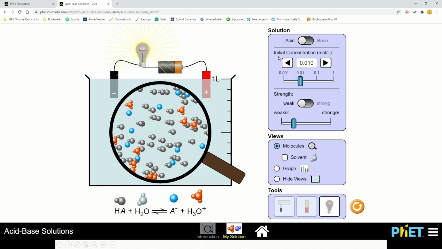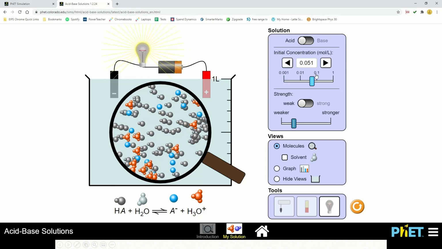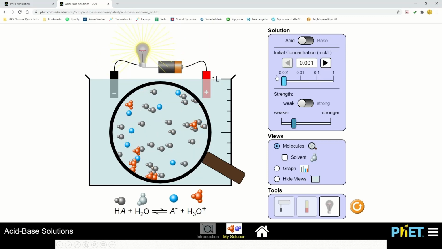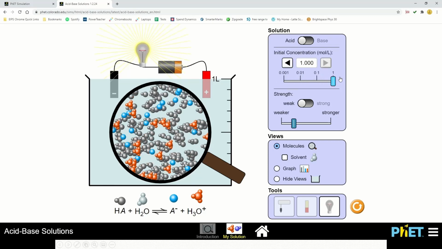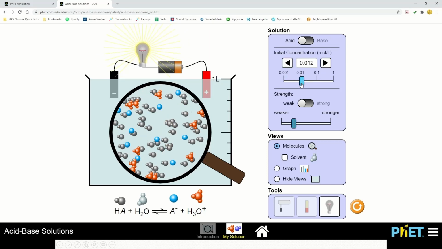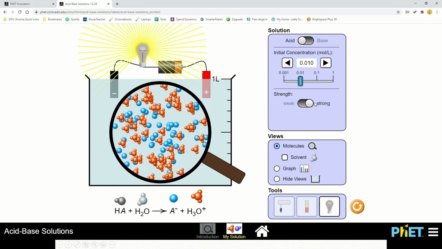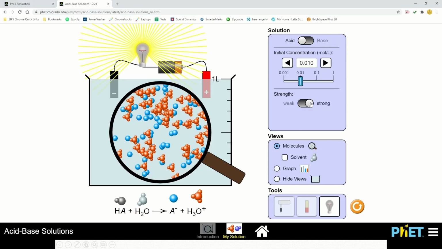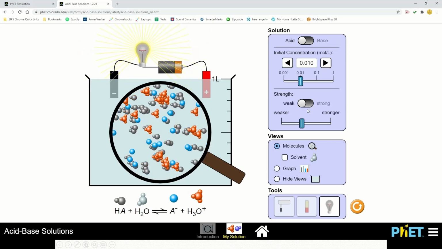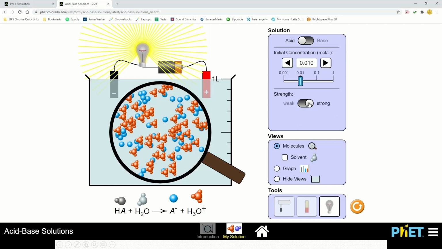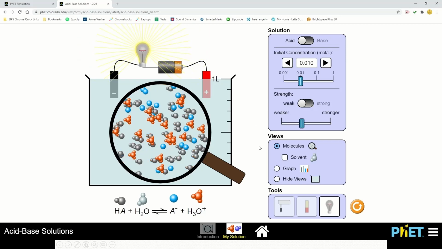So I can change the concentration of my acid, and I can make my light bulb glow brighter. A really strong acid makes it glow brighter than a not strong acid. But what I can also do is change the type of acid. I can go with a strong or a weak acid. You can see this glows brightly and this doesn't glow as bright. So we have to look at the acids.